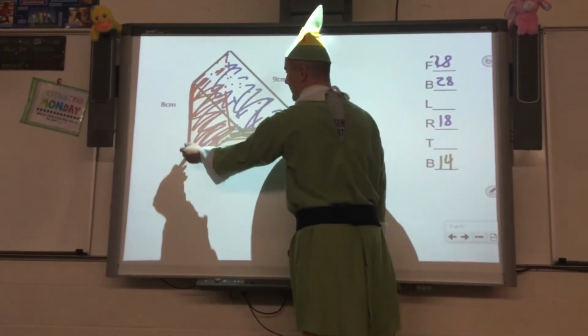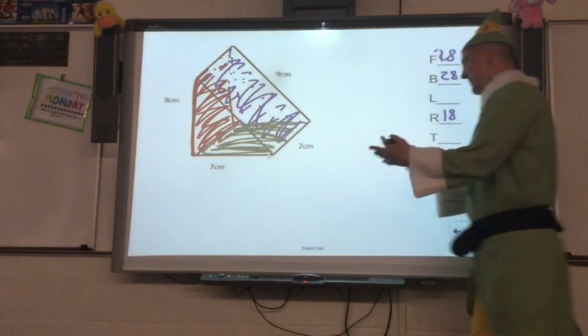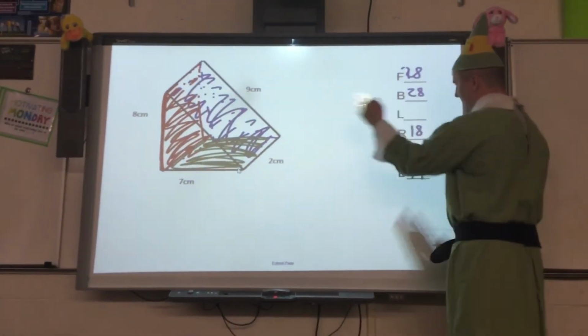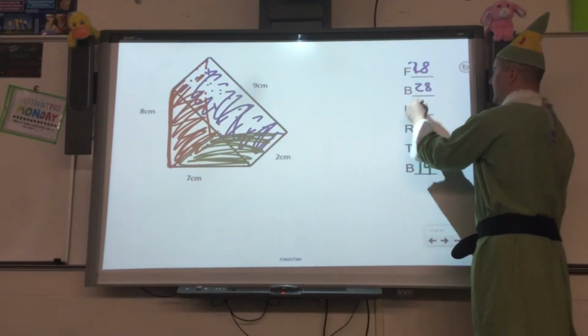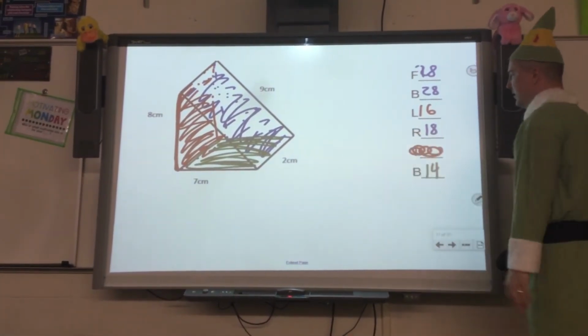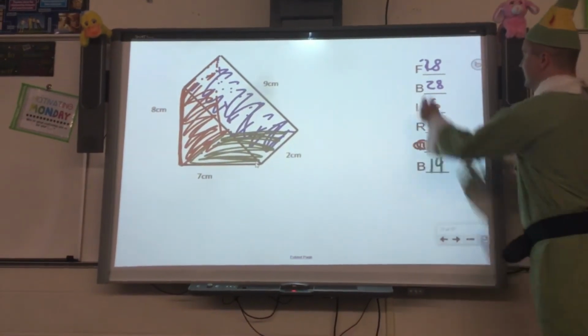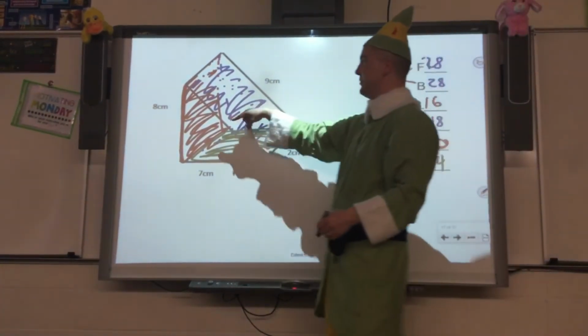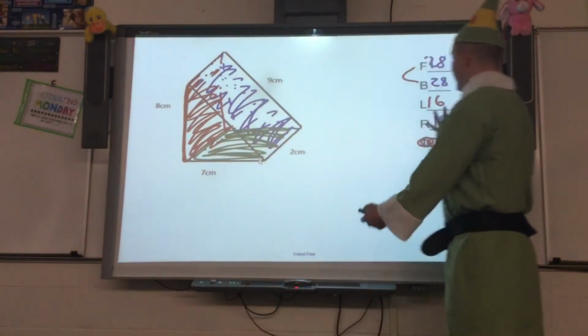This height is 8, so 2 times 8, I get 16. So this left-hand side over here is 16. Now I know I have 6 faces here. I use this from the rectangular prism, but I have 5 faces. The 2 triangles, which you'll always have 2, the front and the back here. And then you're going to have 3 faces.